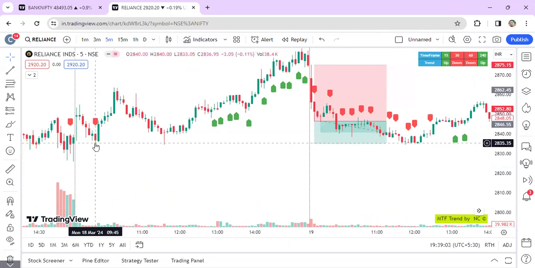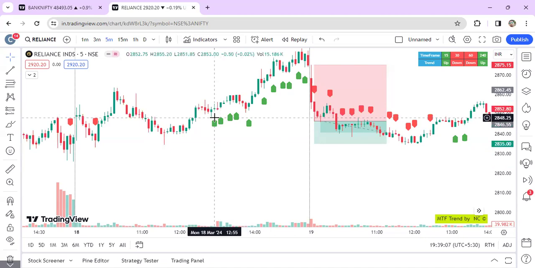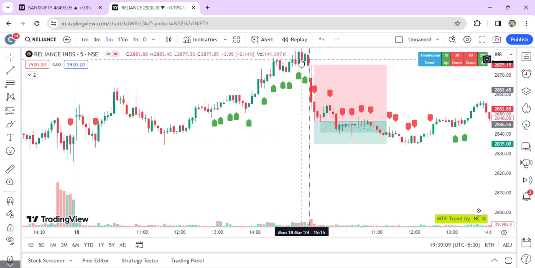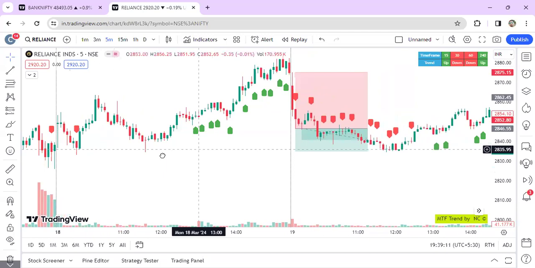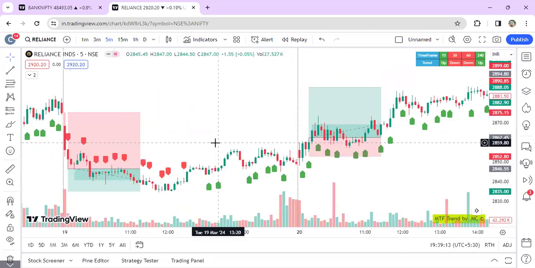See here, the sell signal is generated, but the low is not breached. Here the buy signal is generated, and see how the market was trending. So that's how this indicator is working, guys.